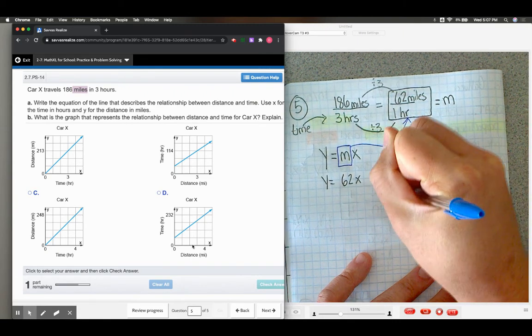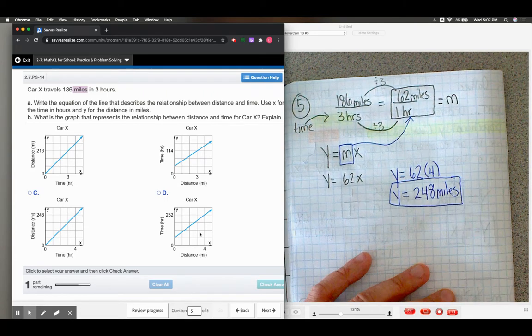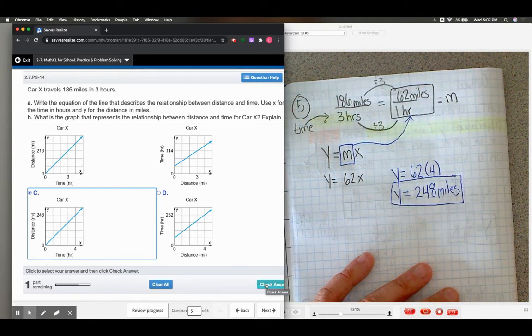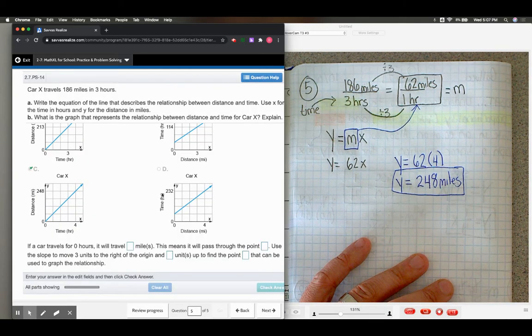So see how I did that there? I wasn't sure if it was C or D, so I noticed 4 was labeled on the graph. And by process of elimination here, it looks like C has to be the answer, because in 4 hours we should have driven 248 miles. Fingers crossed, ladies and gentlemen. Excellent. Excellent. All right. So that is all.